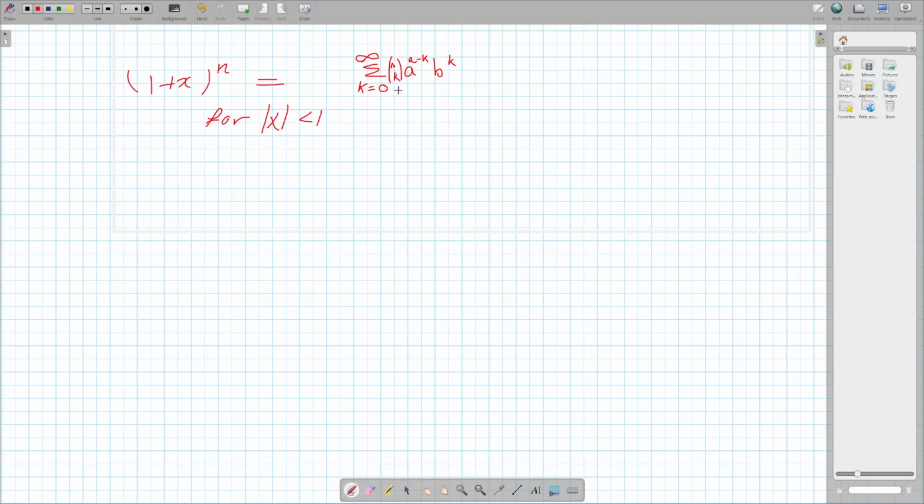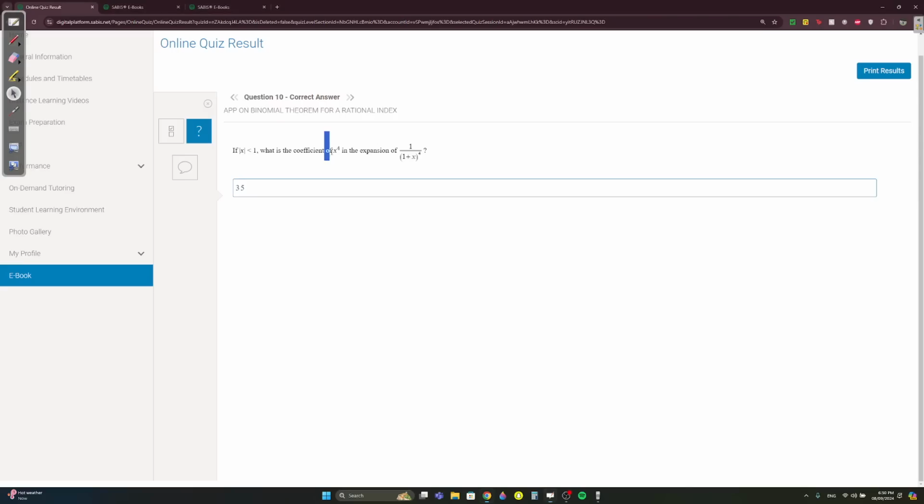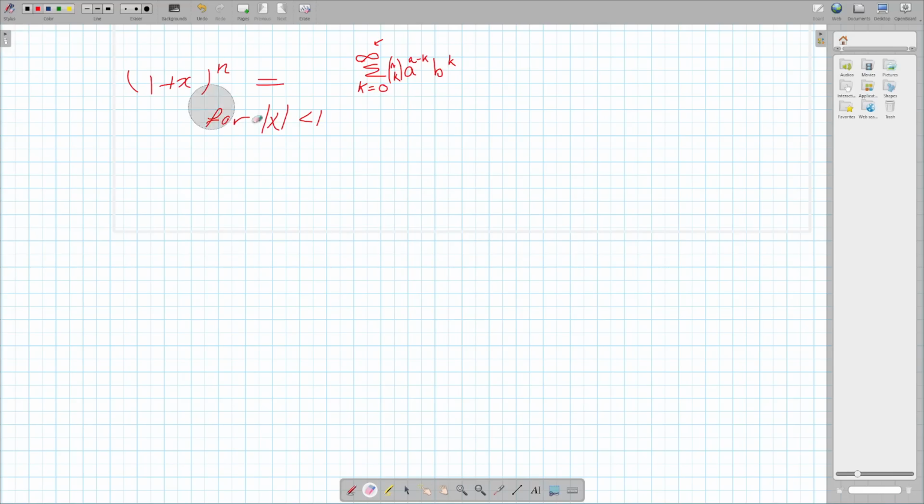k will keep on increasing by 1. It starts at 0, then 1, then 2, then 3, then 4, then 5. Up until infinity means it keeps on increasing without ending. But if it never ends, how am I going to have a final answer? They're going to give you, for example, up until the coefficient of x to the power of 4. So here's what you're going to do.